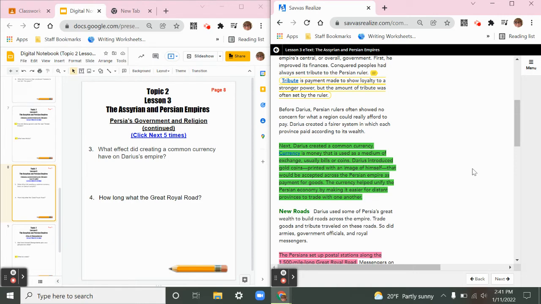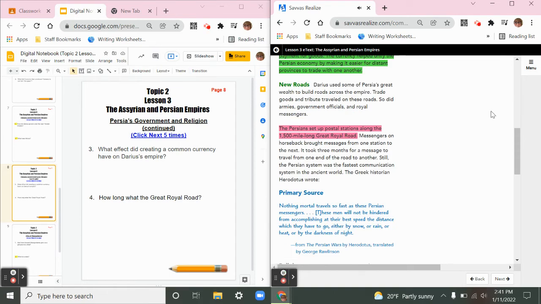Question 3 on page 8 of your digital notebook. What effect did creating a common currency have on Darius's empire? For that answer, you will find it in this highlighted green text.